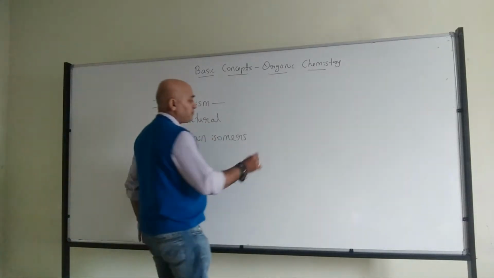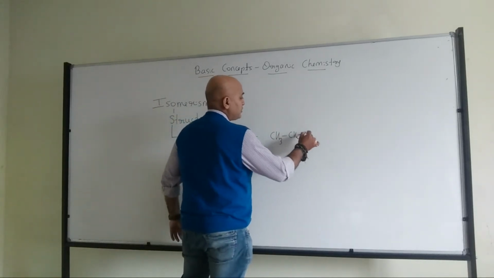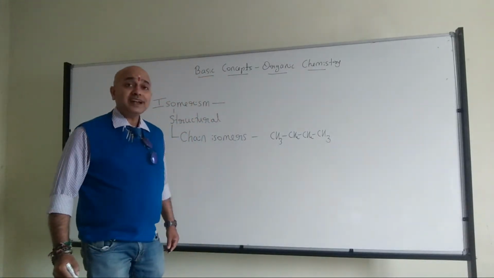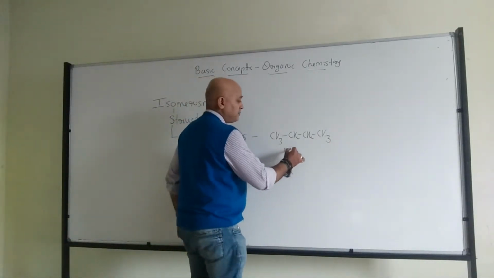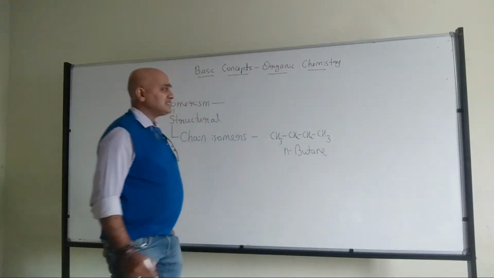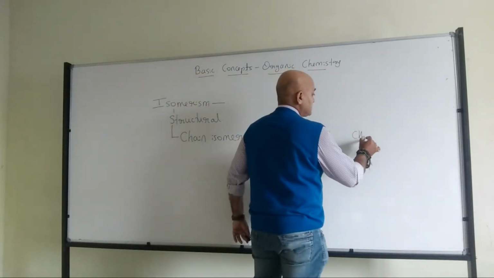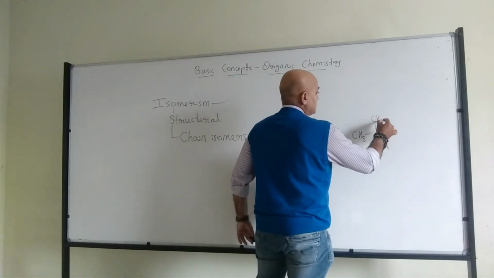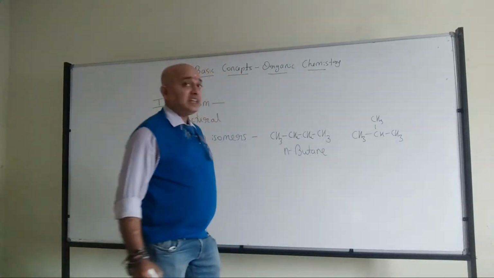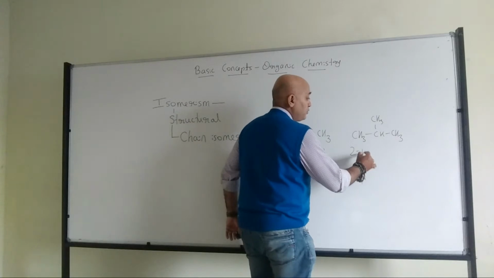For example, if I am talking about 4 carbons or 5 carbons, nowhere should it be repeated as butane. I will take the example CH3, CH2, CH2, CH3. If I want to write the IUPAC name, this one will be written as n-butane. Now, I will take CH3, CH3, CH3. What is the IUPAC name? I am not talking about the common name, the IUPAC name. It will be 2-methyl.